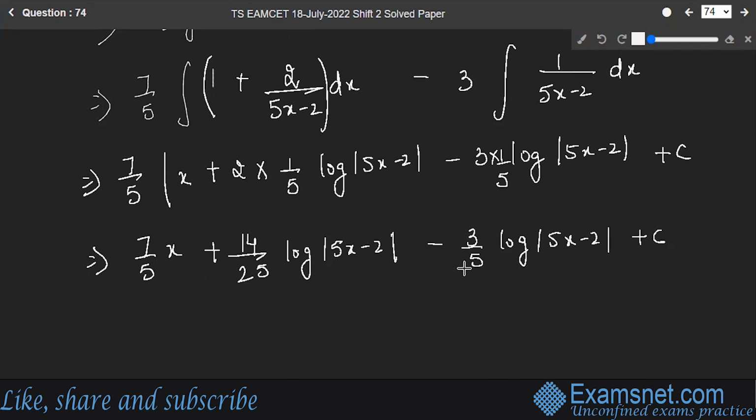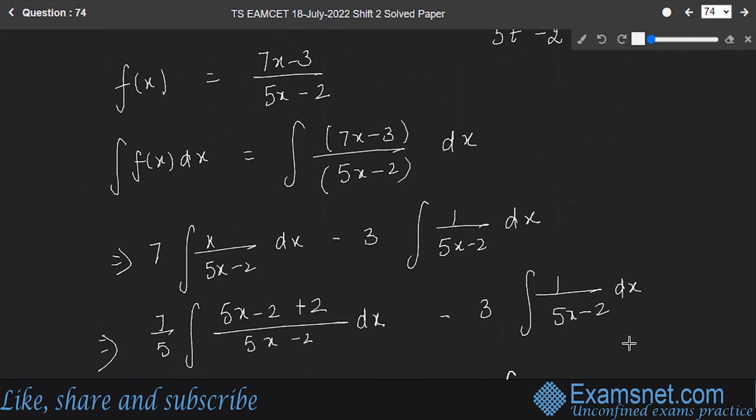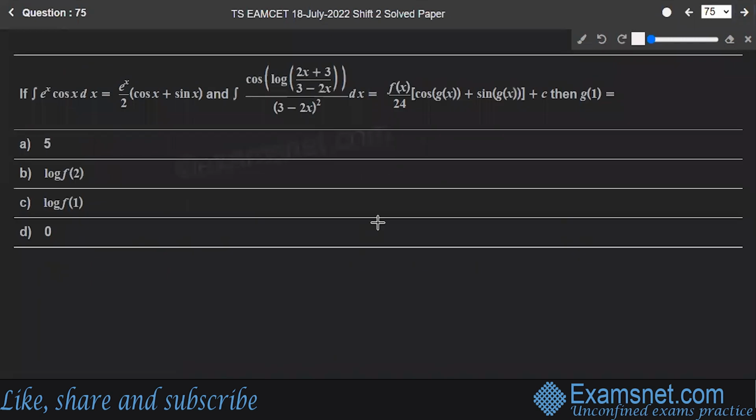14 by 25 minus 3 by 5. This is going to give me minus 1 by 25 log of (5x minus 2) plus the constant c, with 7 by 5 x. So this is the answer to the question. Hope you got that. Let's understand the options. Obviously, this is option C. Option C is the correct answer. Hope you understood this question, right? And then let's move to the next question, number 75.